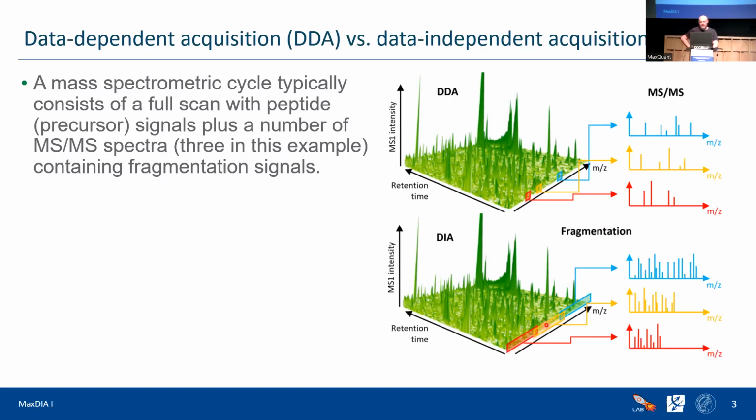Because of that, the spectra are more complex and usually contain ion fragments of many peptides simultaneously. It's then a more complex problem for the bioinformatics to disentangle the spectra, deconvolute them, and assign the contributions of fragments to the precursors. That is a more difficult problem, which is more or less trivial in the DDA mode.